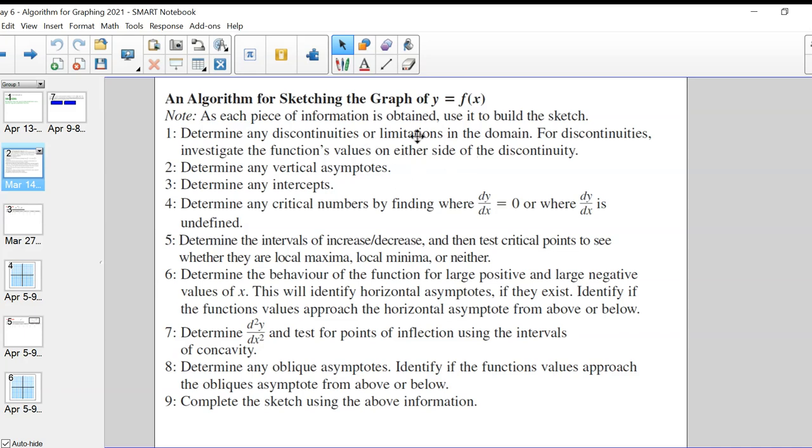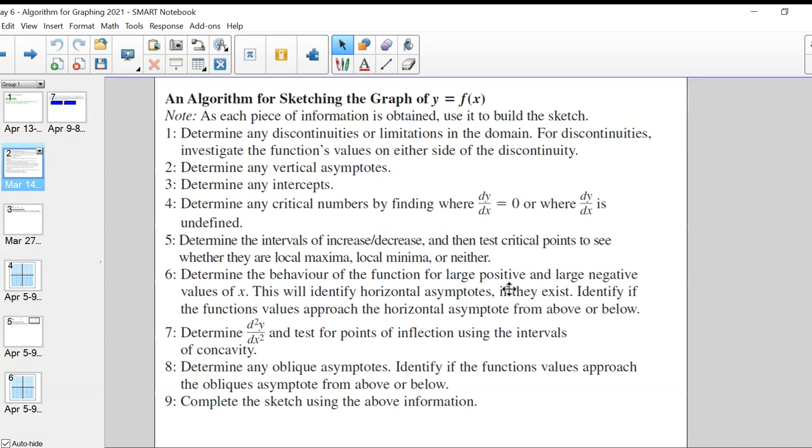Determine any vertical asymptotes. Well, that's part of that discontinuity, because a vertical asymptote is a type of discontinuity. Look for intercepts: set your y to 0, set your x to 0, get your intercepts. Determine any critical numbers. That's why you set your dy/dx to 0, because that's where your critical numbers come from, and also where dy/dx is undefined. We've talked about that before. Then intervals of increase and decrease: where's the function rising? Where's the function falling? Your first derivative can certainly tell you that. Test your critical points to see whether they are local maxes or mins, right?